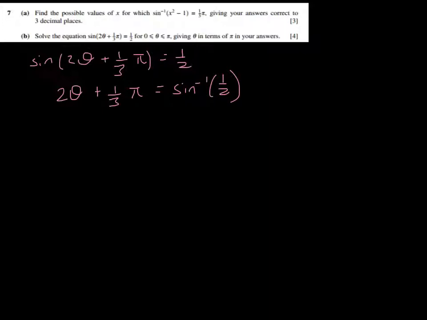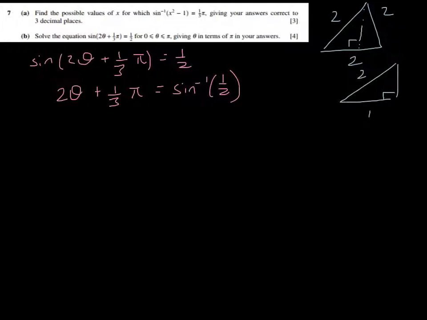So I jumped the gun in part A because actually we're going to use that same triangle now to find this exact value. So if you remember, we're using an equilateral triangle that's got sides of 2, and if I cut that down the middle, I'm going to get a right angle triangle. Has a base of 1, a side of 2, and this angle down here is the same as pi over 3, which is 60 degrees.